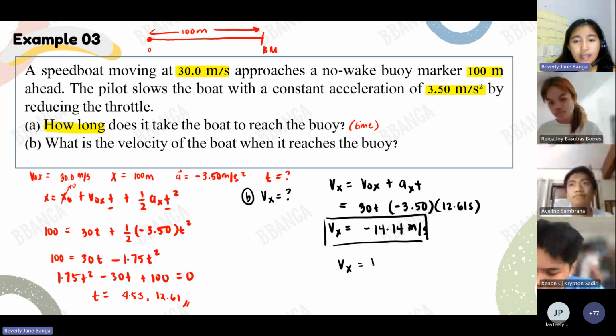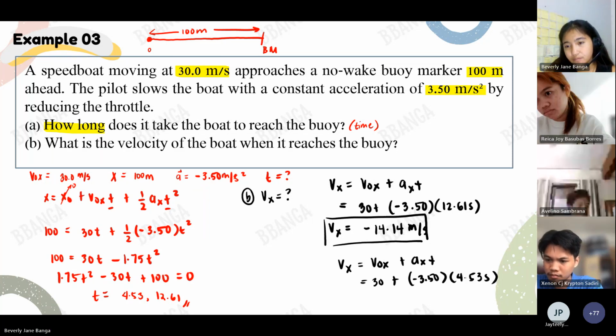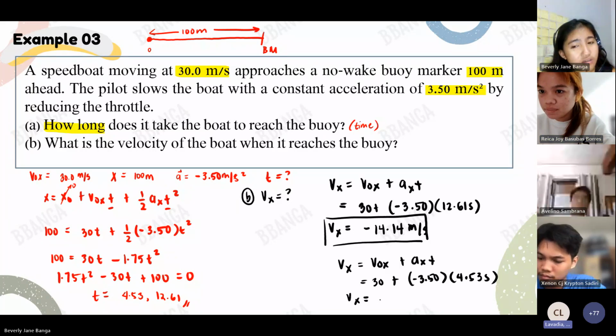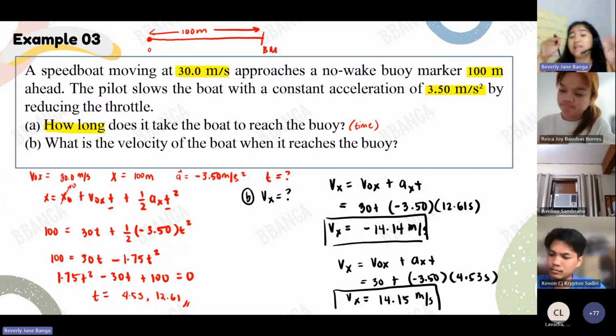Now, kapag ang time natin naman, same equation, pero ang time natin is 4.53. Anong makukuha dito? 14.15 meter per second, positive. So parehas sila, nearly, yung magnitude. Ang pagkakaiba lang, positive yung isa, negative yung isa.